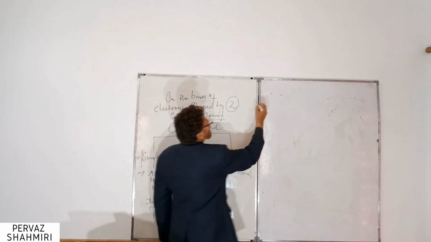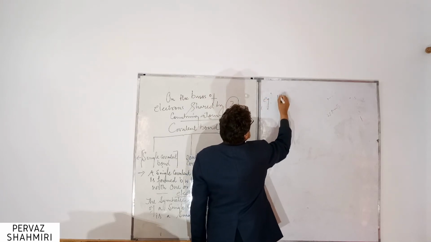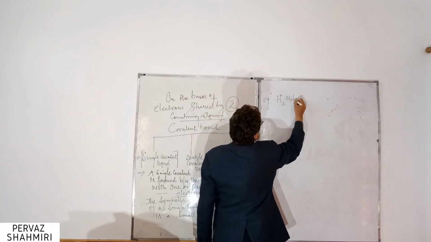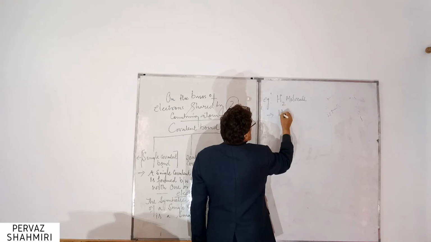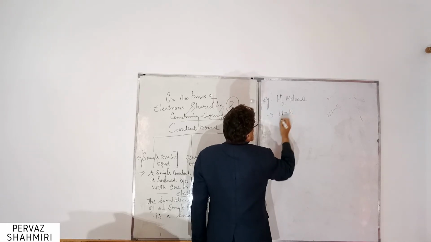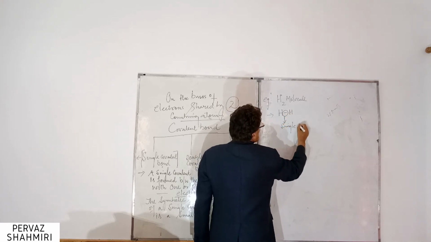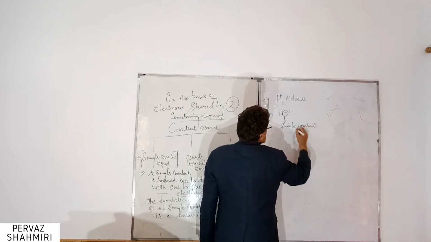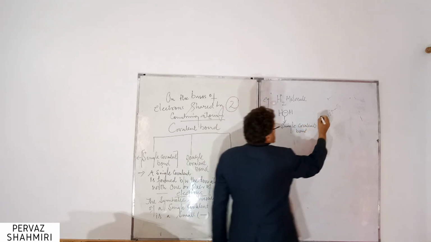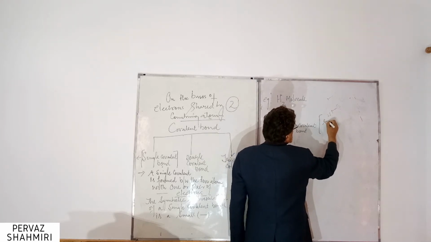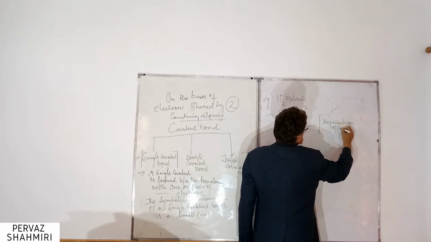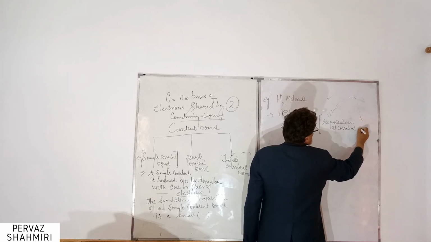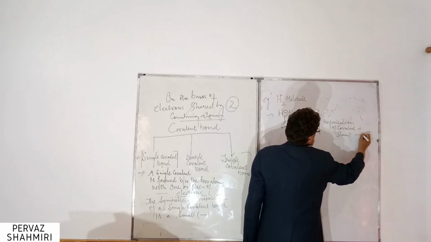For example, hydrogen molecule. In bond formation, we can write down this H single bond H. Here, this small line is a single covalent bond. So note the representation of covalent bond is a small line.